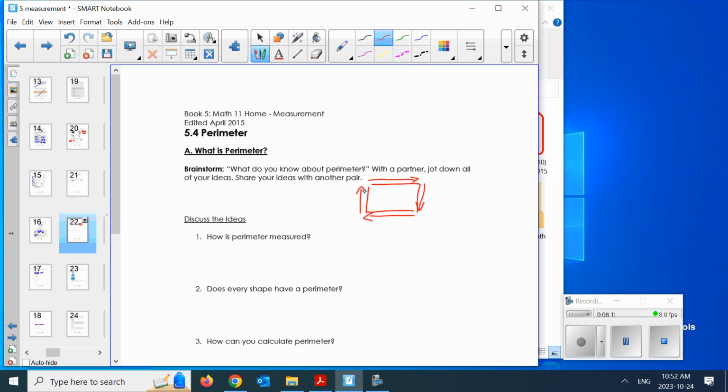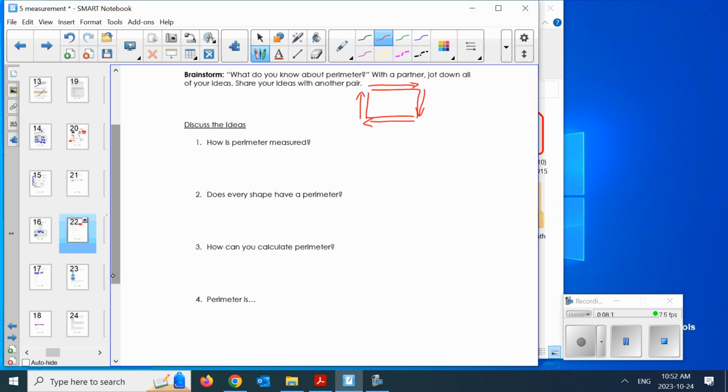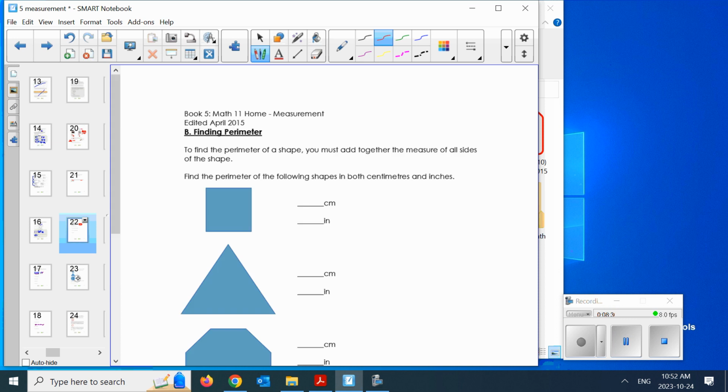Does every shape have a perimeter? Kinda, yeah, but there are different ways of calculating it. On a circle, it's called the circumference. But every shape does, if it's a closed shape. Perimeter is the distance around. How is perimeter measured? In centimeters. Find the perimeter of a shape. You must add together all the sides.